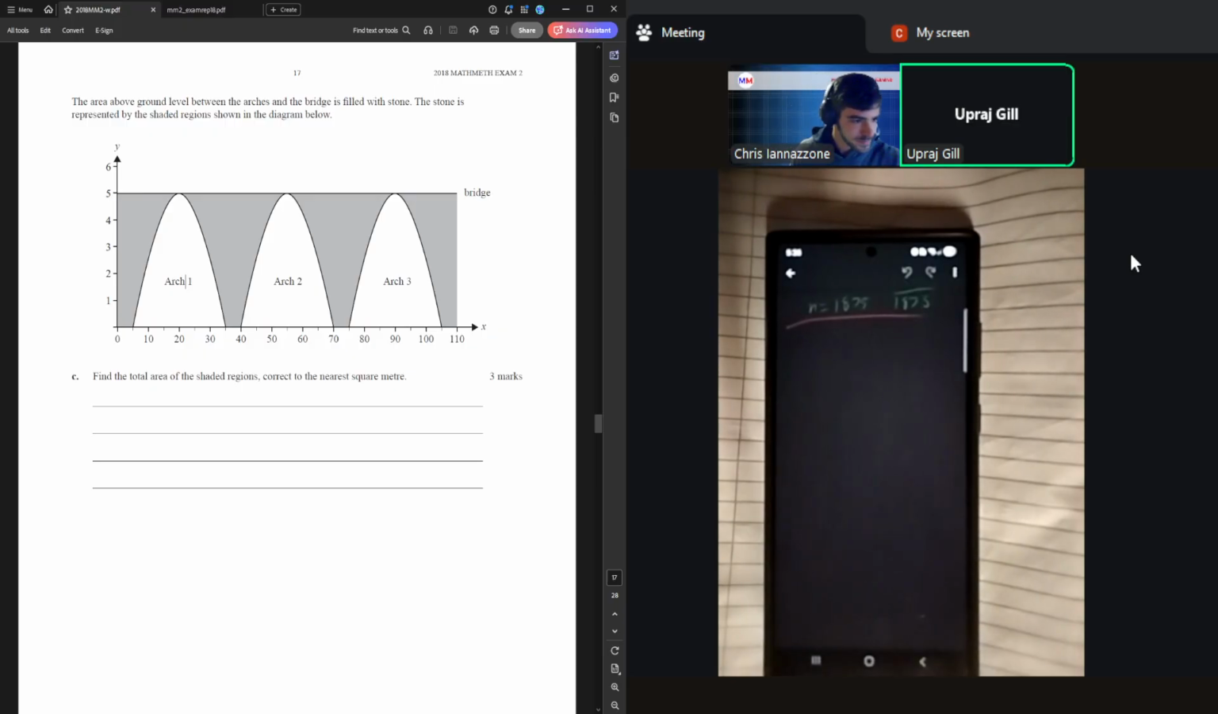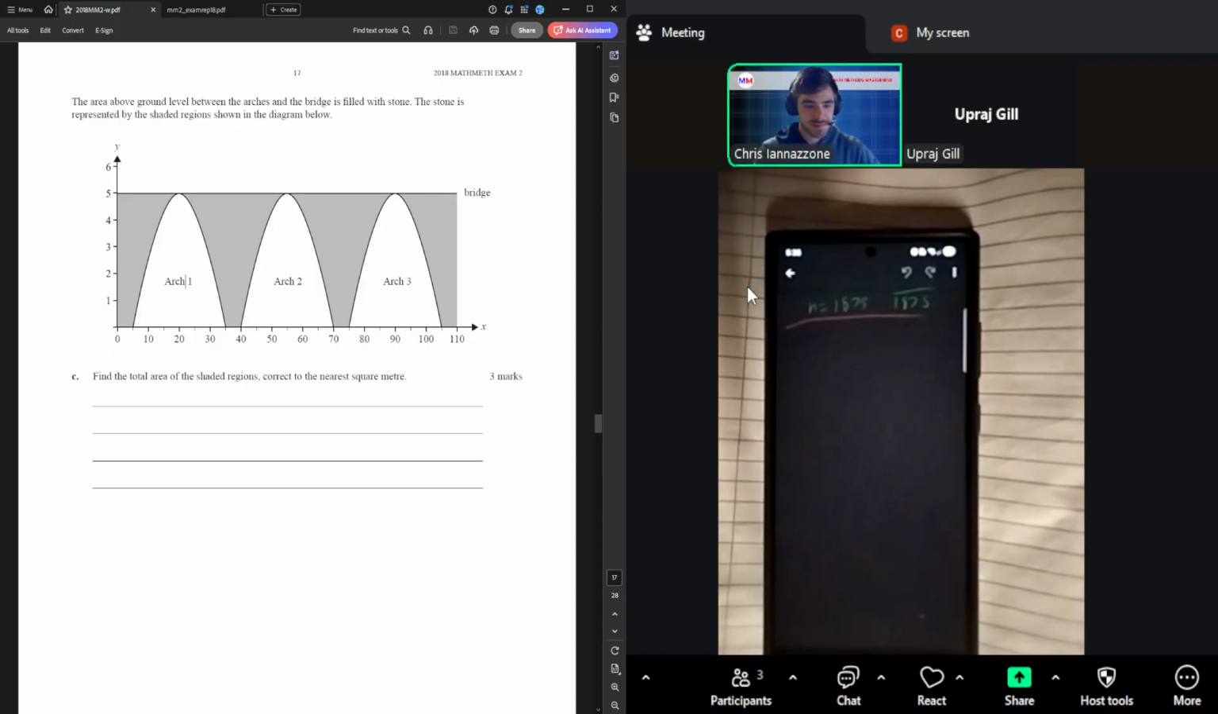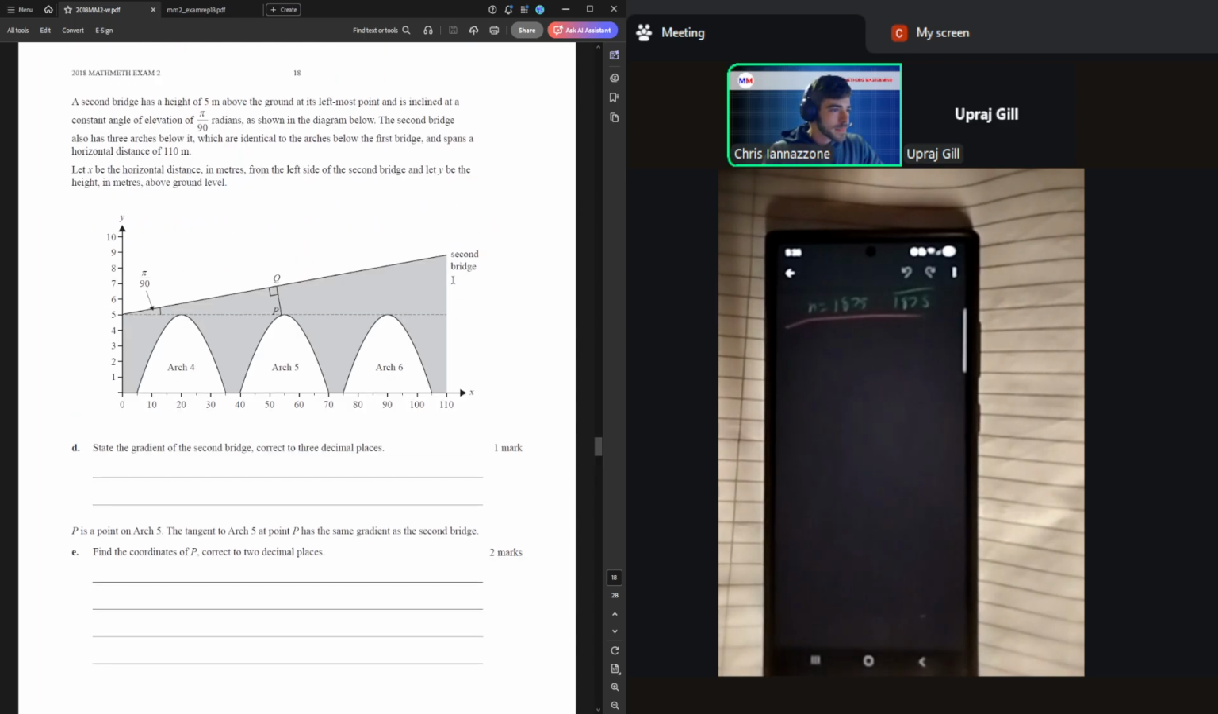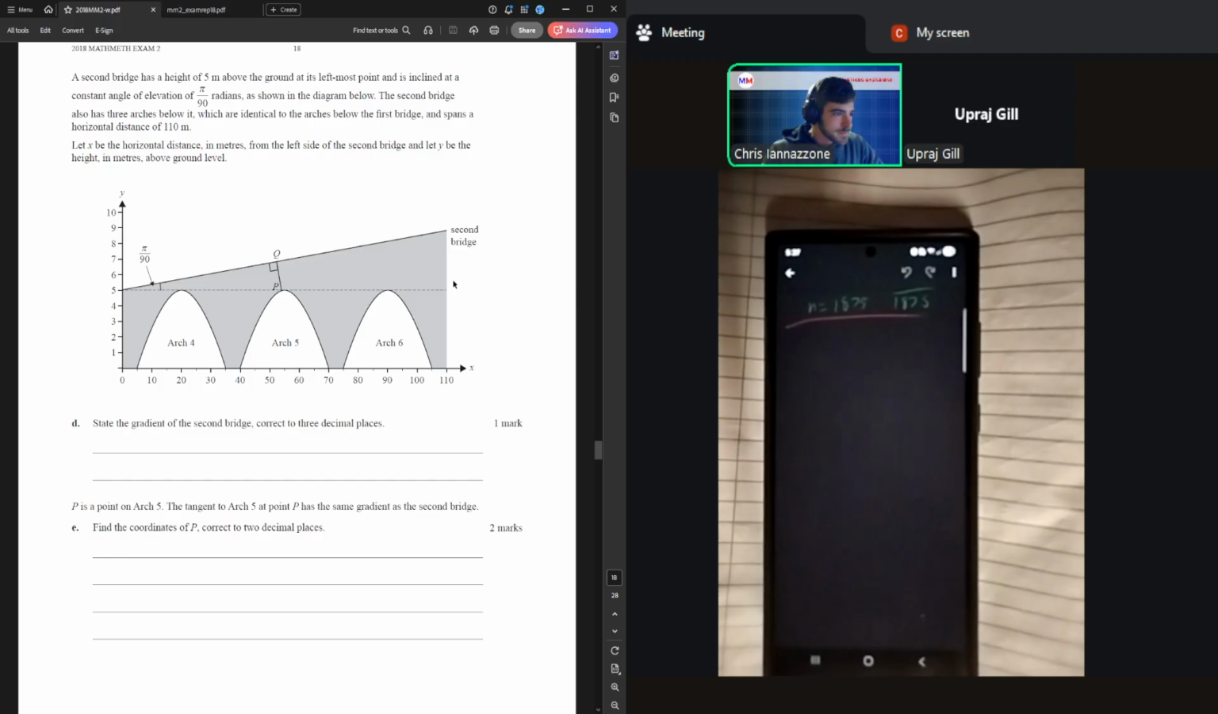Is it 264 meters squared? That's good. I like that you put the unit in there as well. Nice. 264 meters squared. Very good. Here we go. Second bridge. You've got this almost tangent looking thing, or I guess just a ramp attached to the top of it.